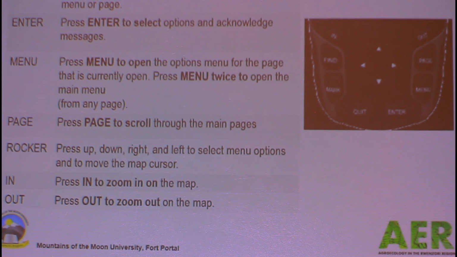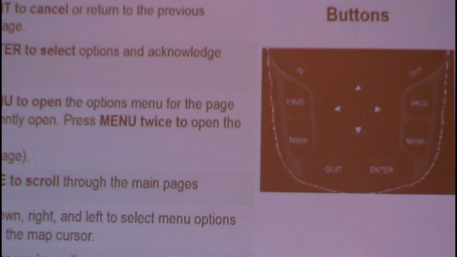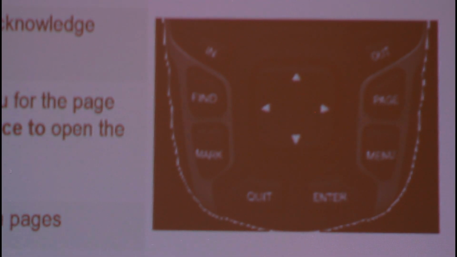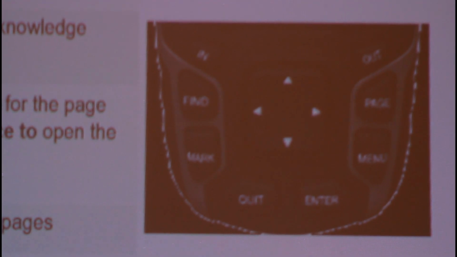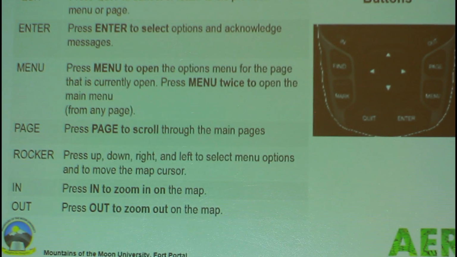There is of course the menu button, and this one is used to open options for the page that is currently open on the GPS, what we call the menu for the page. If you press it twice, normally you are able to open the main menu. There is also what we call the page button, which is used to scroll through the main pages. When you keep pressing the page button, the screen will continue moving and displaying different main pages. Once you are happy with what is displayed, you just stop pressing the page button, and that particular main page will appear and you can select menu options.